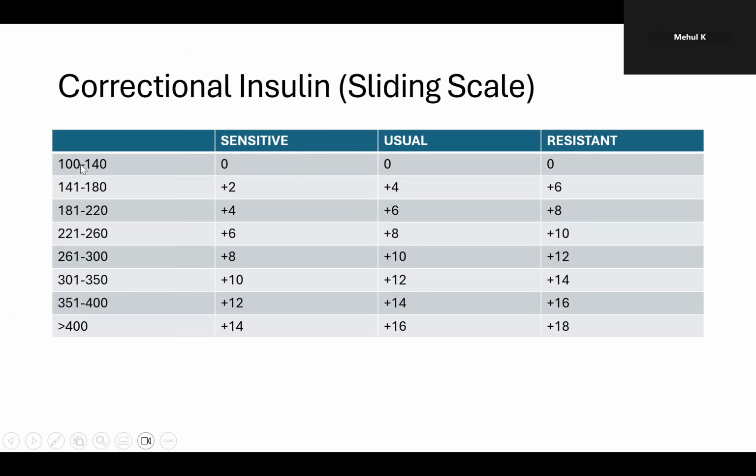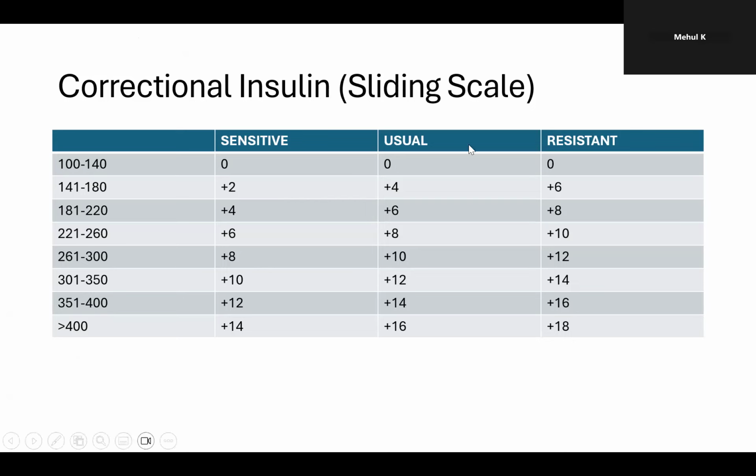So if the pre-meal levels are 100 to 140, then you add zero. That doesn't mean that you're giving zero. You're adding zero to what you calculated according to the patient's weight, which is 4. So if it is 140 to 180, it is plus 2. So you go every 40. 180 to 220 plus 4, 220 to 260 plus 6, 260 to 300 plus 8, and 300 to 350 plus 10, 350 to 400 plus 12, and more than 400 plus 14.